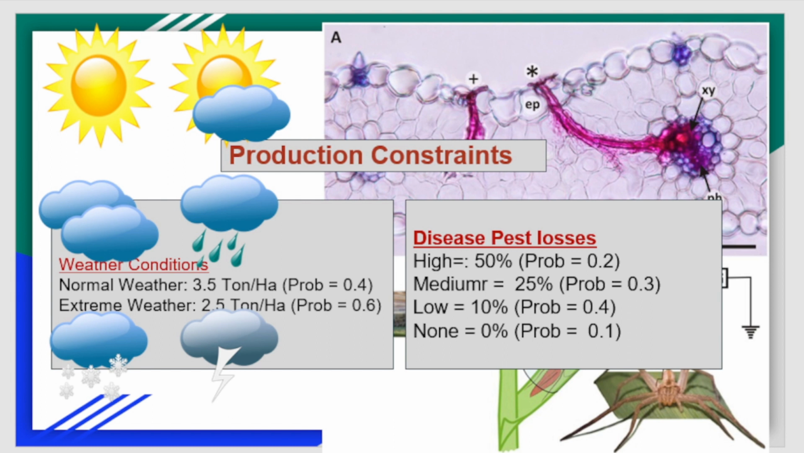If the farmer encounters a low level of disease and pests, it will cause 10% losses in production, and the associated probability is 0.4, that is 40%. And if the farmer is lucky enough to produce wheat in a very controlled way and does not encounter disease and pests, then there will be no losses, and the probability of the no disease and pest scenario is 0.1, that's 10%.